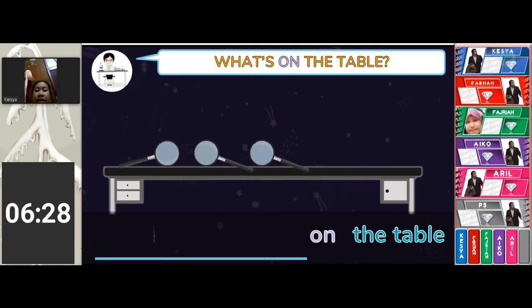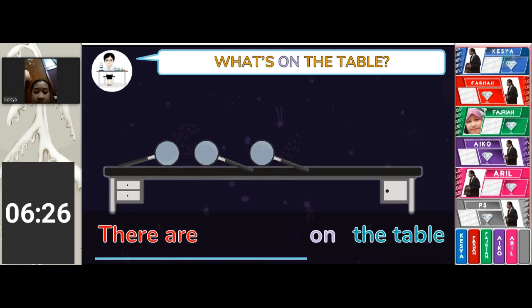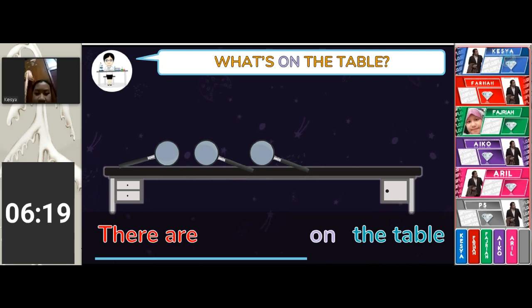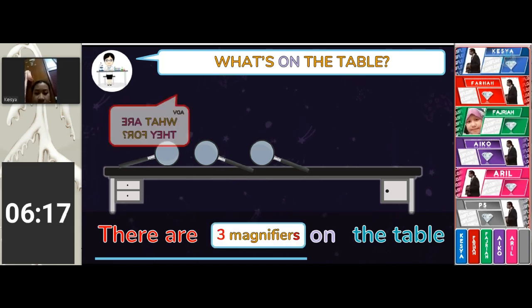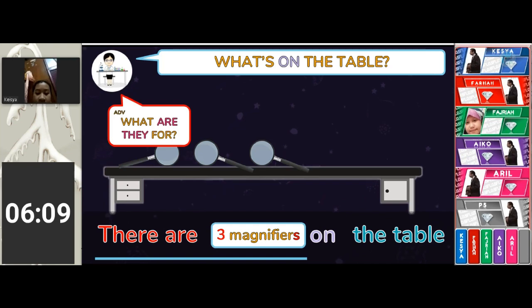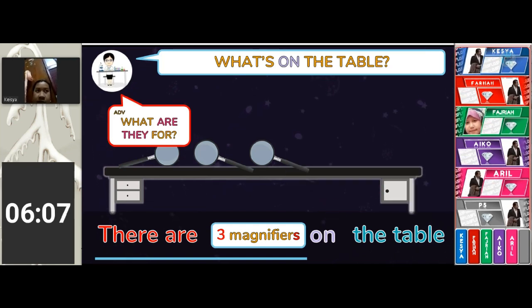What's on the table? There are three magnifiers on the table. What are they for? We can use them to make something small look larger, like an ant. We can see the ant larger.